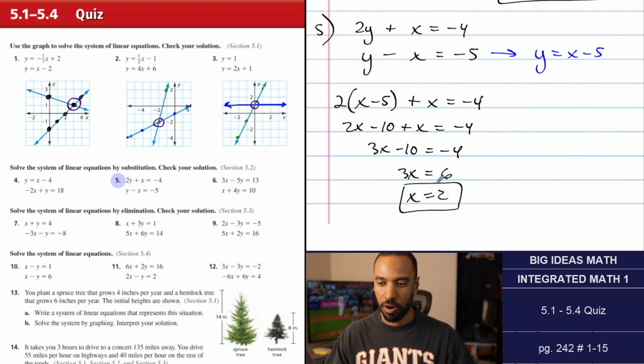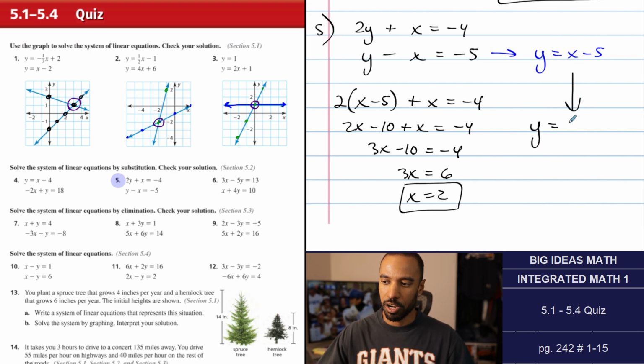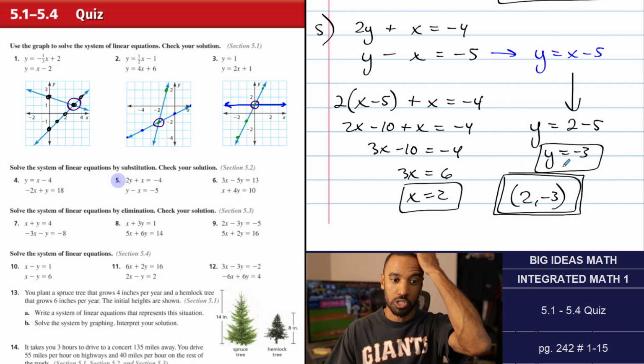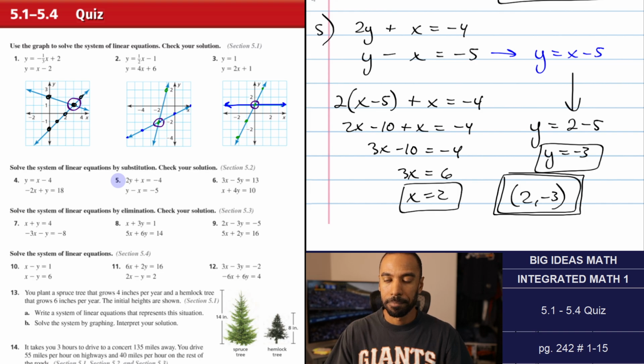As we've already seen, we now need to solve for y. And solving with the substitution method is quite nice because you do get that other variable by itself. So straight up, 2 minus 5 gets us negative 3. We're there. So 2 comma negative 3 is our solution to that set. And there's more than one way to solve that, but that is the only solution to that one.